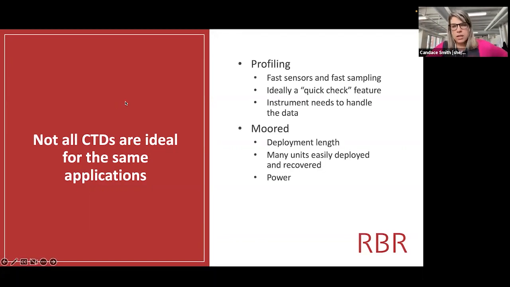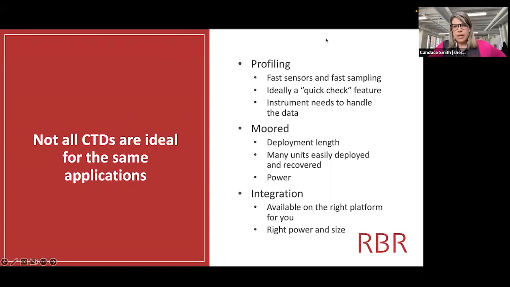For moored deployments, again, it sounds so silly to say it, but it's true. You really need the CTD to last for the length of your deployment and to collect the data that you need to capture, again, to answer the science question. Think about how easy it is going to be to set everything up. I love how easy it is to set up many RBR instruments to be able to easily deploy and recover. Again, power is a big thing that you have to think about for these sorts of deployments. And then the integration piece.